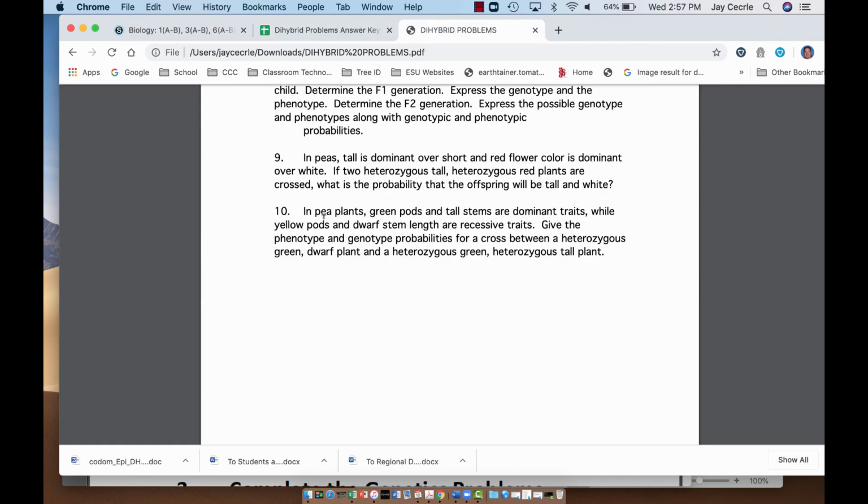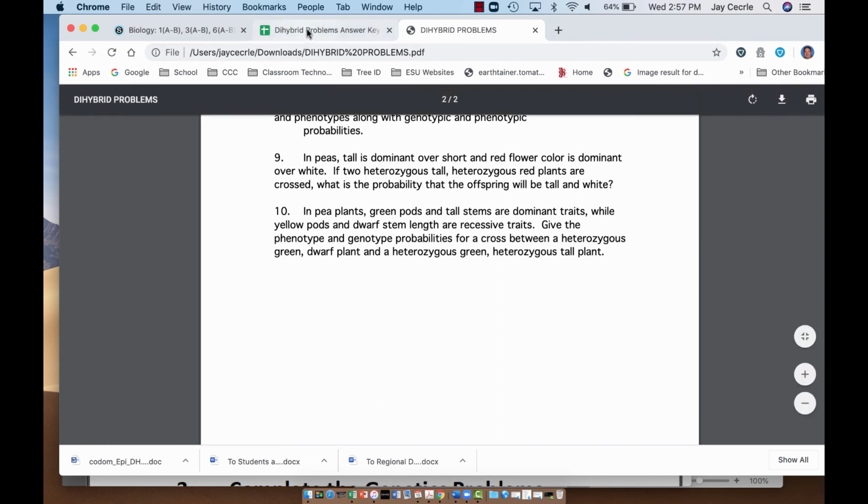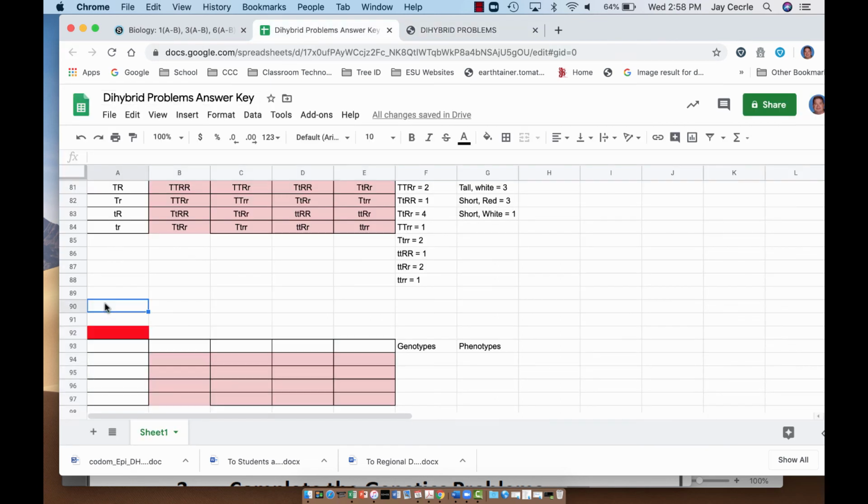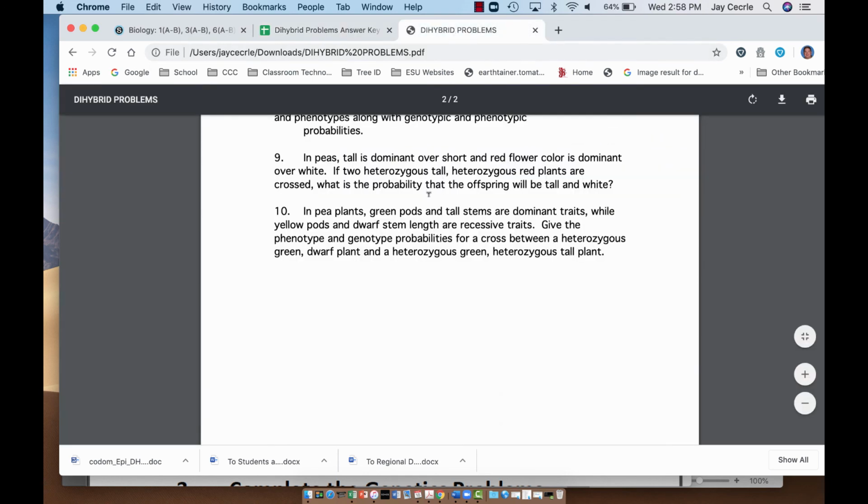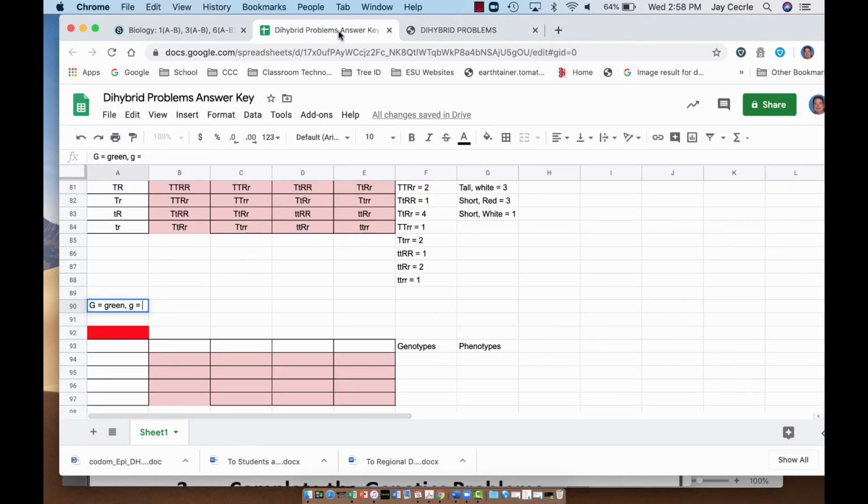Number 10 says in pea plants, green pods and tall stems are dominant. So we can probably go and put that on there. So G is equal for green. Let's find out what lowercase g is here. Yellow and dwarf are recessive. So yellow. T is tall. Lowercase t is dwarf.